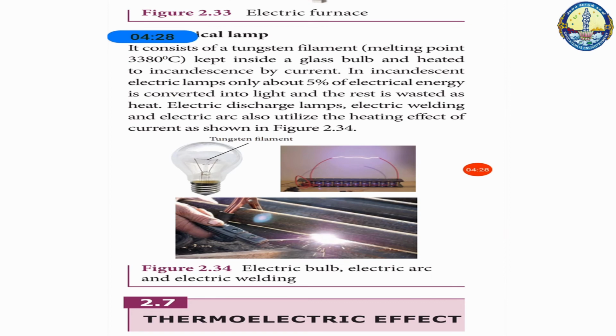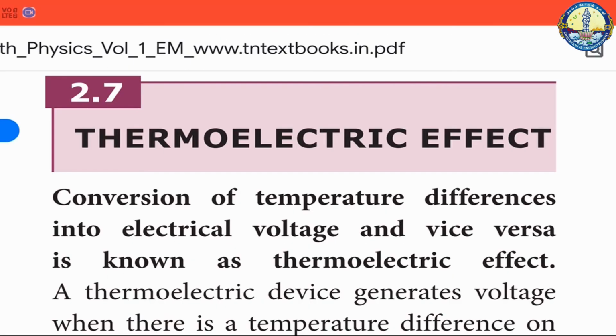The last one is the electrical lamp. It consists of a tungsten filament, which has a melting point of 3380 degrees Celsius, kept inside a glass bulb and heated to incandescence by current. In an incandescent electric lamp, only about 5% of electrical energy is converted to light and the rest is wasted as heat. Electric discharge lamps, electric welding and electric arc also utilize the heating effect of current, as shown in this figure.